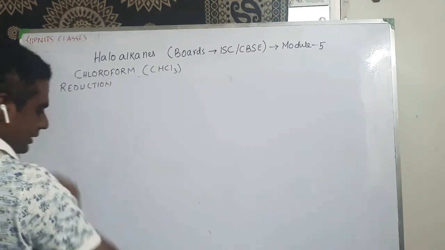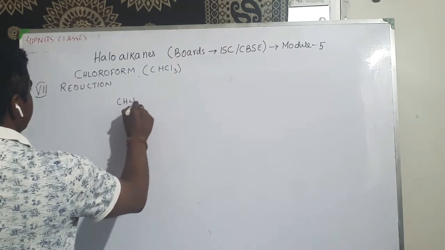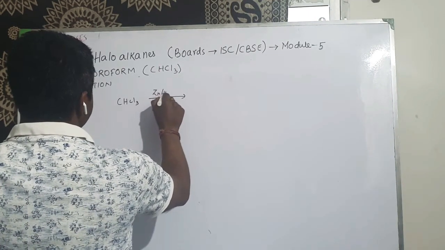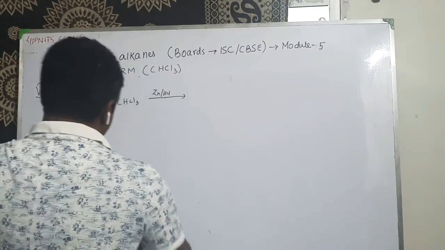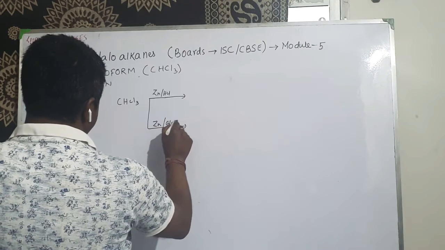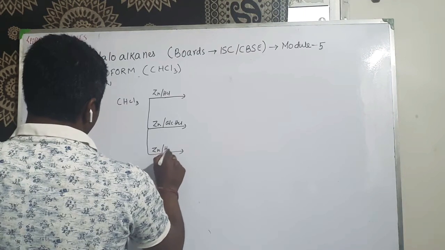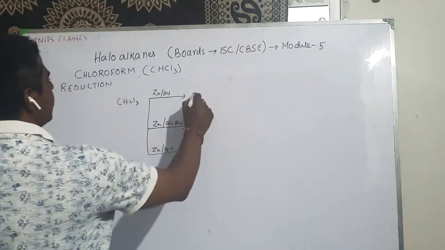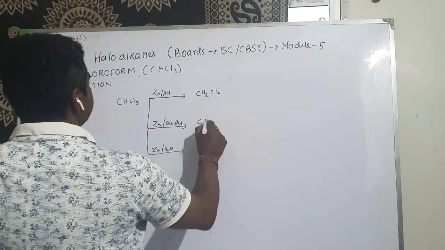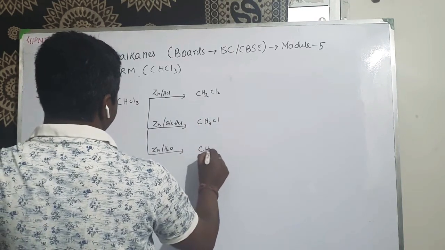So there are 3 kinds of reduction for chloroform: partial reduction and complete reduction, CHCl3. So if CHCl3, you can have 3 kinds of reaction. One is Zn HCl, another is Zn alcoholic HCl, another is Zn H2. In case of Zn HCl, it will just get reduced by one hydrogen, that is CH2Cl2. This will be CH3Cl, and this will be CH4.